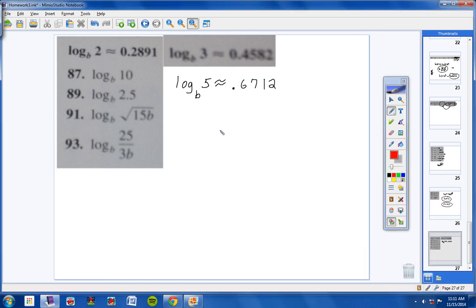Okay, number 89. I'm going to rewrite the argument: 2.5 is 5 over 2. So there we go. Looking pretty good. Log base b of 5 minus log base b of 2. Okay? So there we go. Log base b of 5 is 0.6712 minus log base b of 2, 0.2891. Okay, let me grab my calculator to make sure I don't make a mistake here.